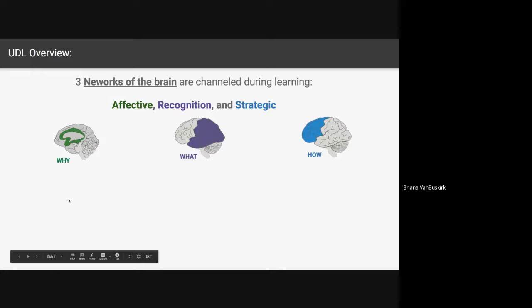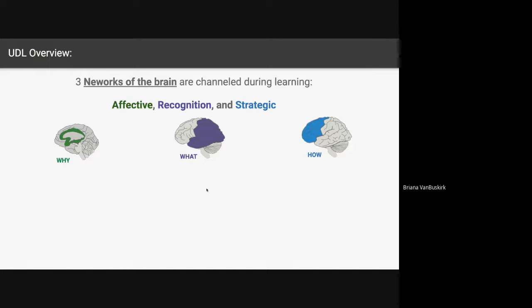So the affective network deals with the why of learning, which basically deals with caring about and prioritizing your work. Next is the recognition channel, or the what of learning, which is concerned with the content that's being presented, what resources are being provided to share the content knowledge. Like, how are you presenting the information to your students? How are you teaching them? What resources are they learning from?